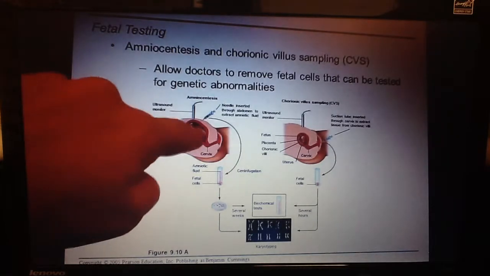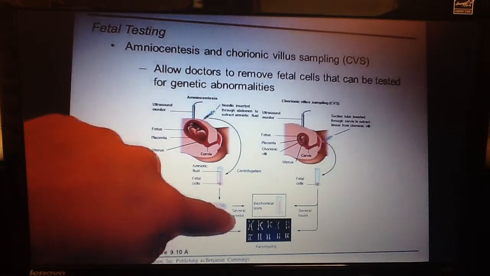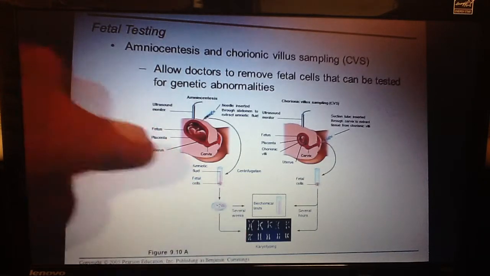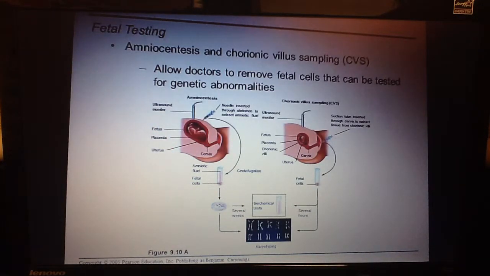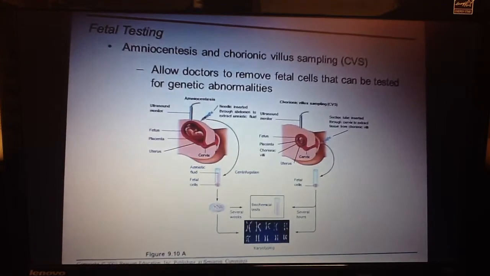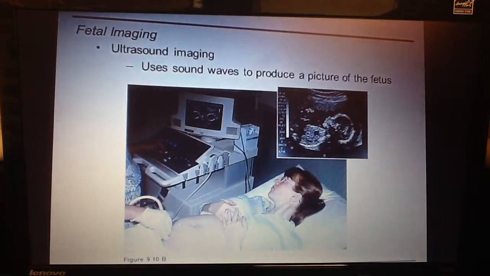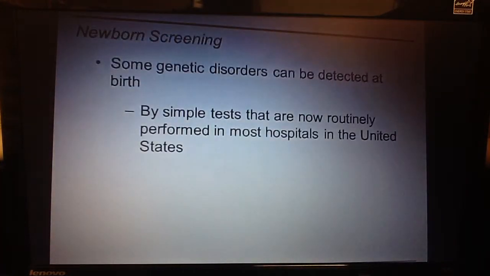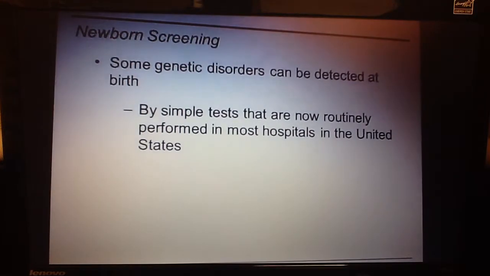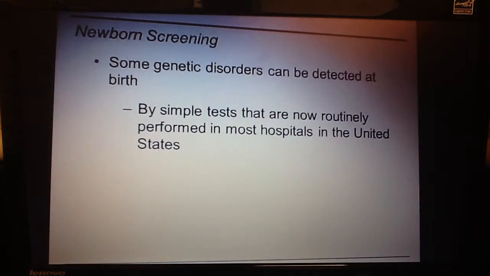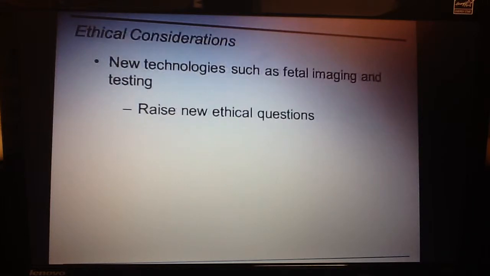What they do is they withdraw fetal fluid, isolate the DNA, and then make a picture of it. And by taking a picture of it, they can look and see if there are any abnormalities in the DNA itself. They also do ultrasounds as a way of producing a picture, so we can look for physical abnormalities. And then at birth, they also do some simple tests in the hospital. They're required. They take a blood test to see if there are some simple genetic disorders.